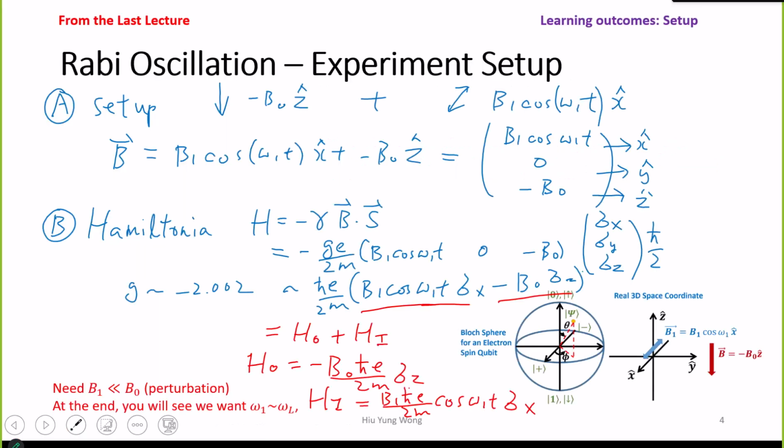So let's review the experimental setup. The experimental setup is in real 3D space. I have a DC magnetic field pointing down, so it's the negative Z direction. B0 is positive, so negative B0 means the magnetic field is pointing down, right? And at the same time, I have a small oscillating magnetic field, B1 cosine omega 1 t, X hat, oscillating in this horizontal direction. In the homework, I asked you to change it to oscillating in the Y direction, okay? So here it's oscillating in the X direction.